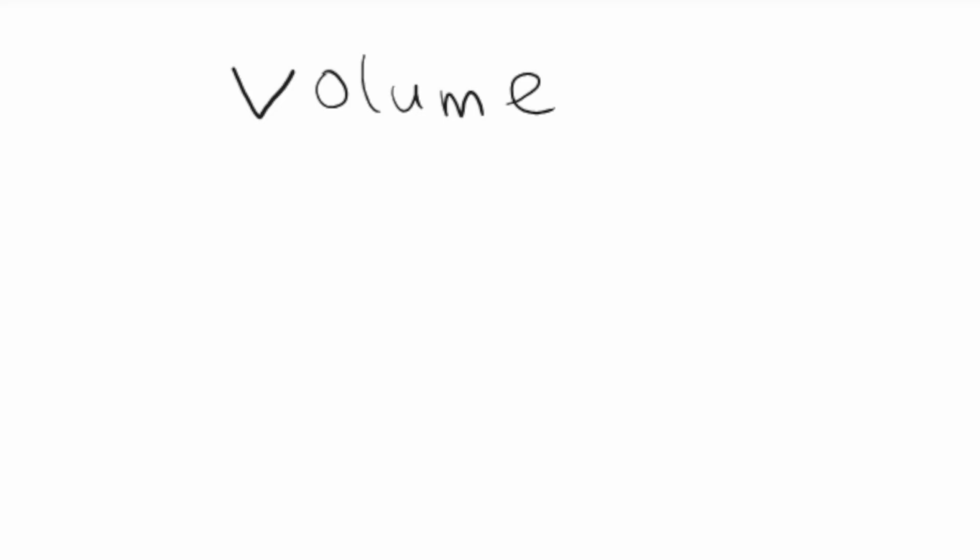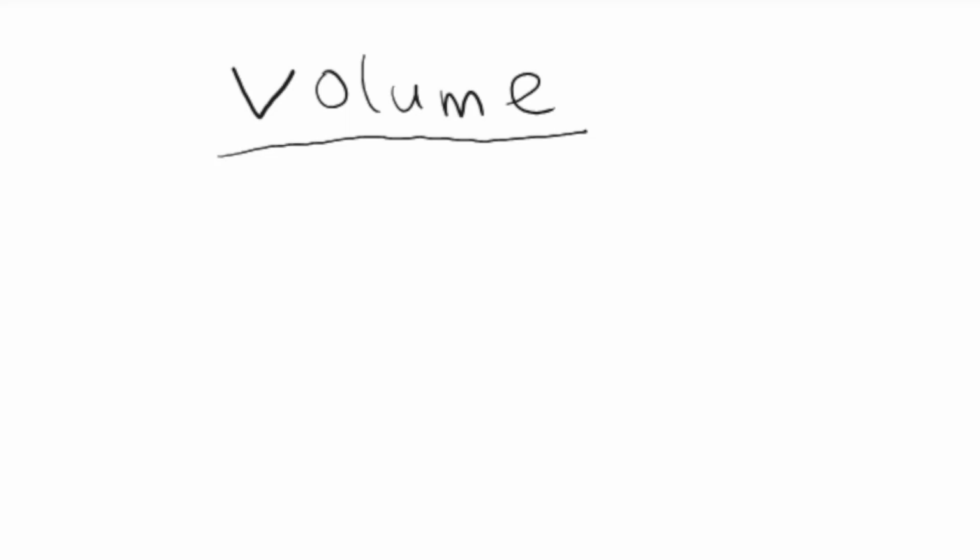Today we're going to look at volume. We talked about area in our previous lesson, and we looked at the area of various shapes. We looked at some of the 2D shapes, and then some of the 3D shapes. But today we're going to look at volume. What actually is volume?